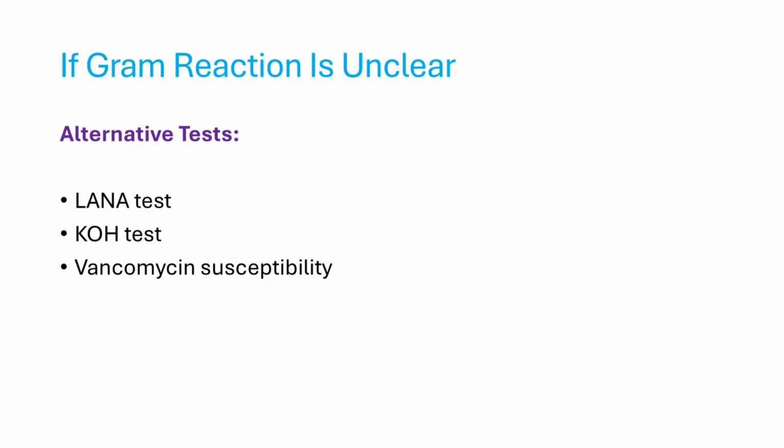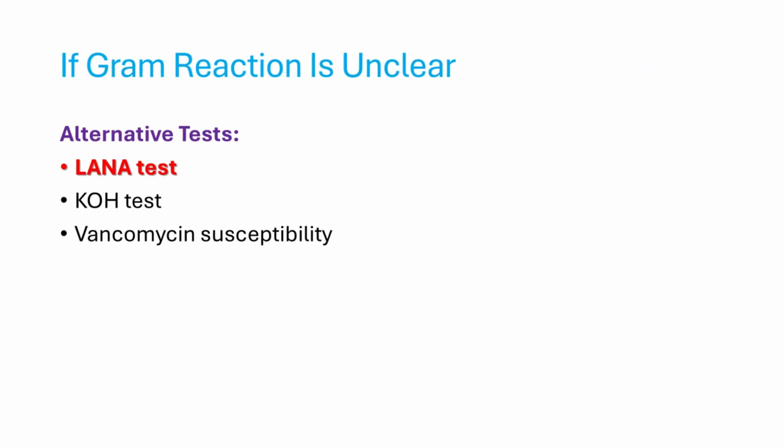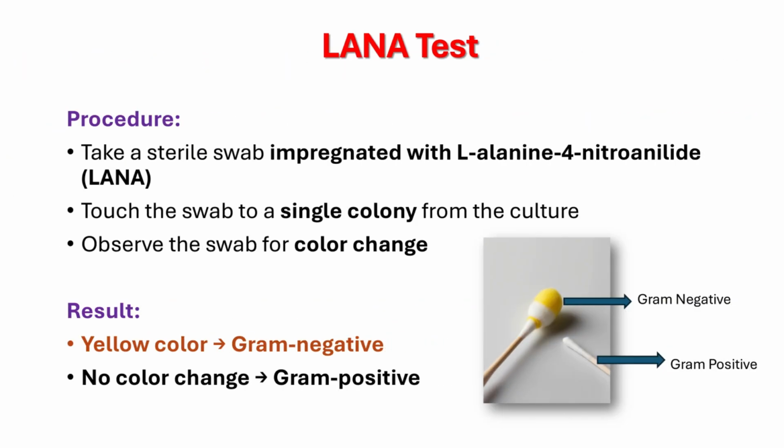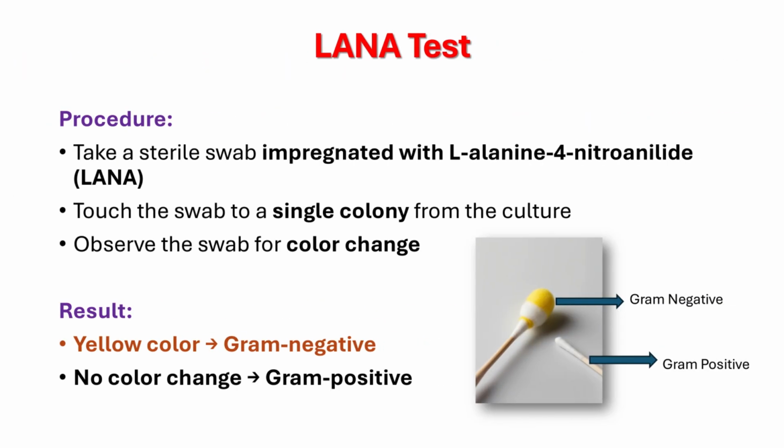When Gram stain results are equivocal, alternative tests like the L-alanine aminopeptidase (LANA) test, potassium hydroxide test, and vancomycin susceptibility help differentiate between Gram-positive and Gram-negative organisms. First, we will learn about the LANA test. The LANA test helps differentiate Gram-negative from Gram-positive bacteria.